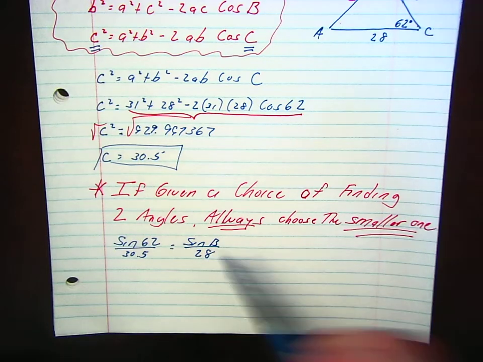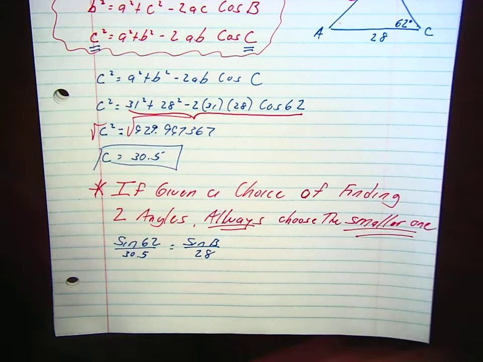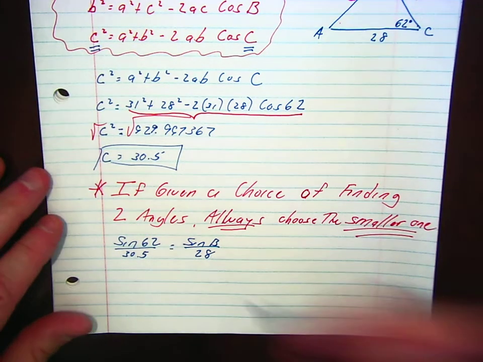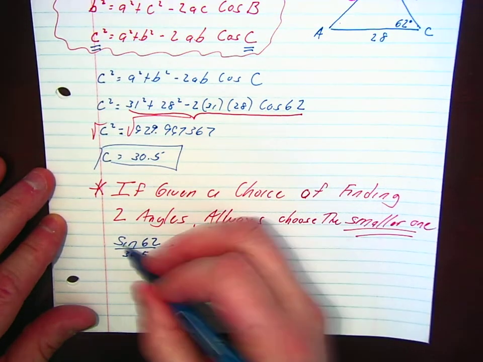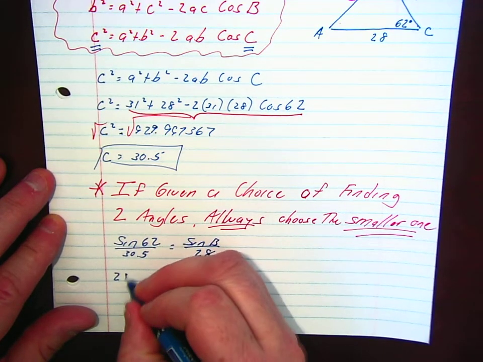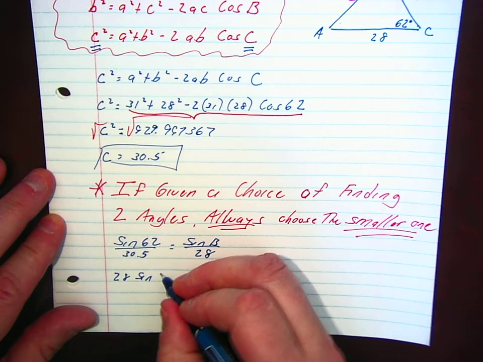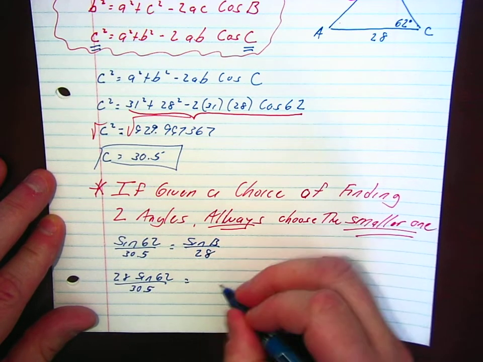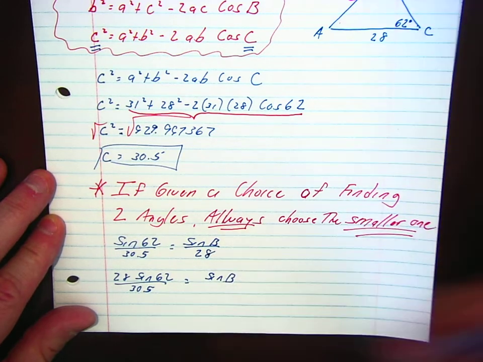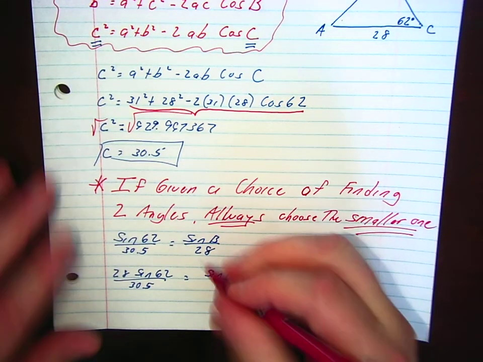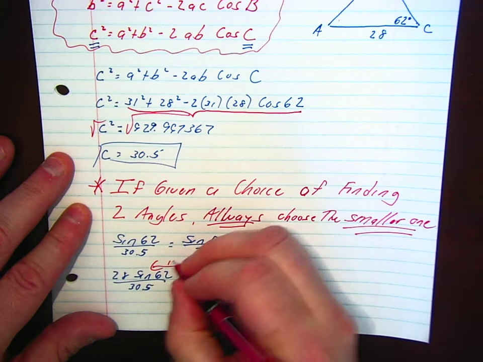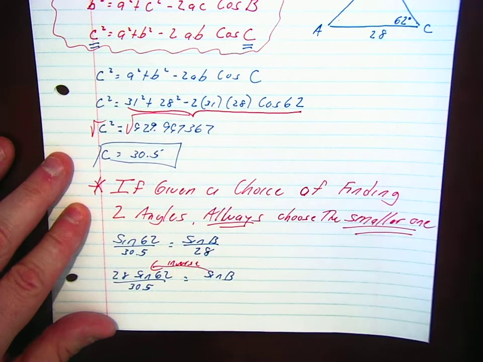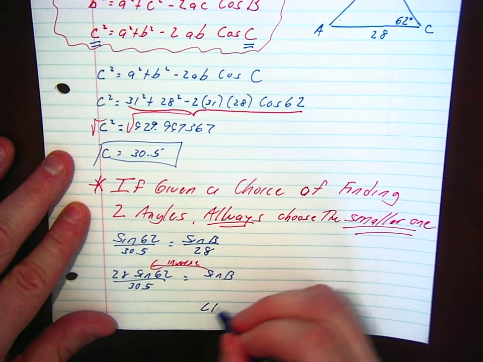Now, I'm solving for an angle, so hopefully you remember that means you're going to be using inverse. First thing I'm going to do is multiply this 28 up here. So it becomes 28 times the sine of 62 over 30.5 equals the sine of B. And now this is going to go on the other side as the inverse, and that's going to get me angle B.